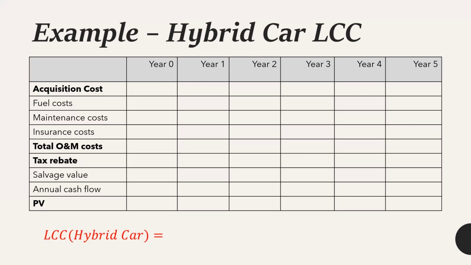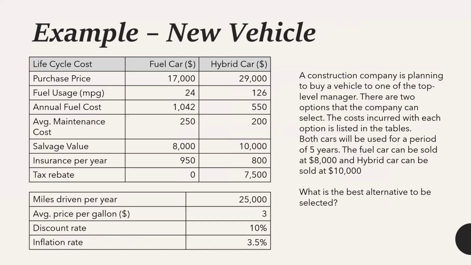By doing that, you should get the hybrid car as having the lowest life cycle cost. The only thing we need to highlight here is that even though the hybrid car has a higher purchase price, when you compare the life cycle cost, the hybrid car has a lower life cycle cost. Since the hybrid car has a lower life cycle cost, even though its initial purchase price is higher, it is the most optimum alternative to be used. Are we clear?